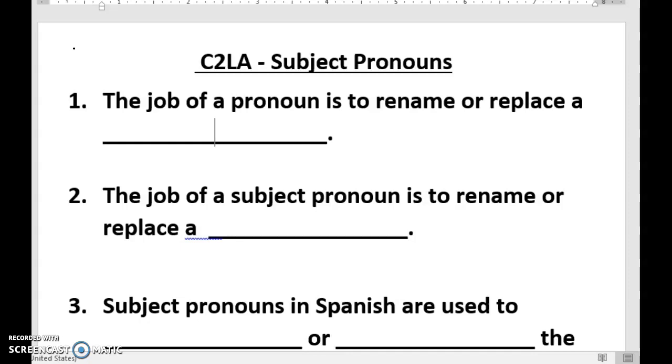The job of a pronoun, so let's go back to junior high grammar. The job of a pronoun is to rename or replace a noun. That's an easy way of remembering it. But more specifically, the job of a subject pronoun is to rename or replace a subject. So you don't repeat that person's name or the subject again.